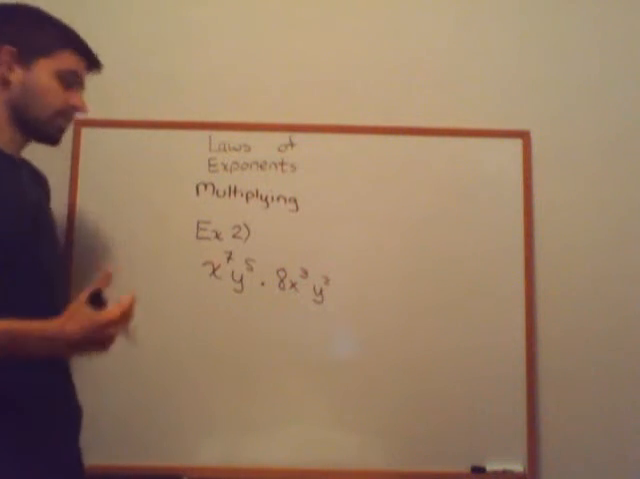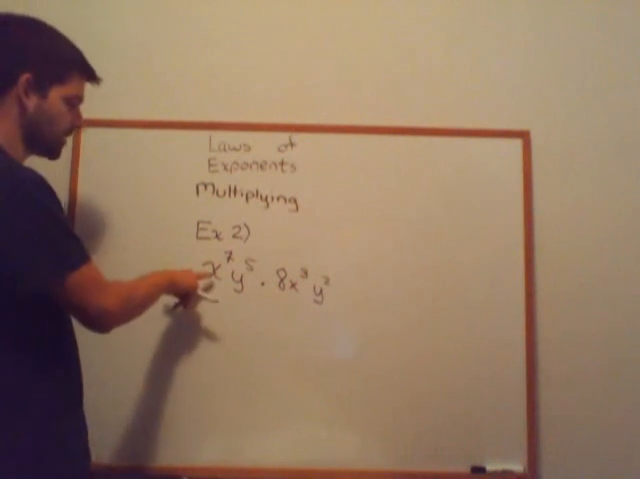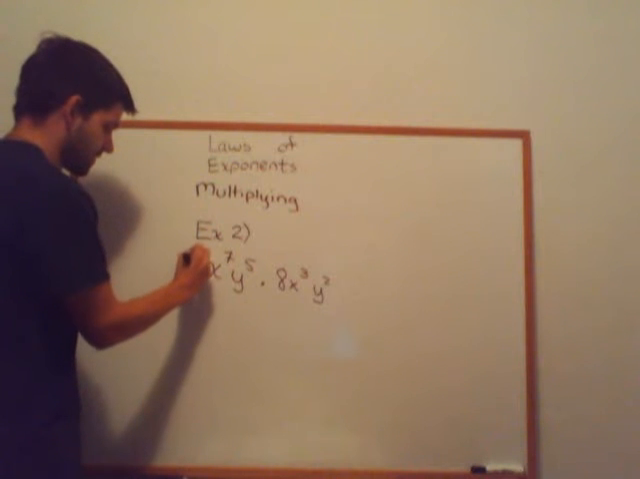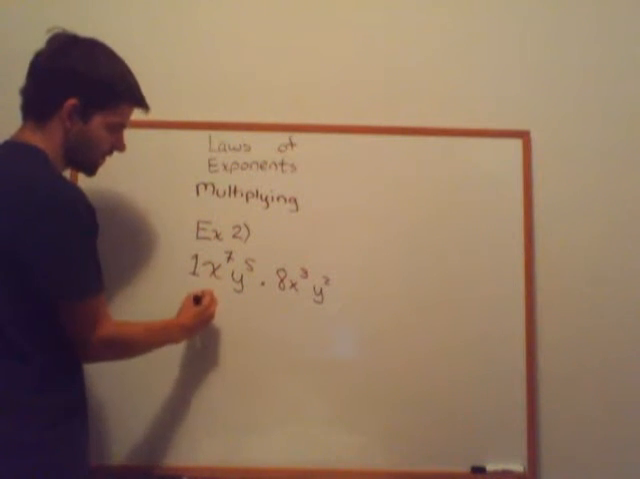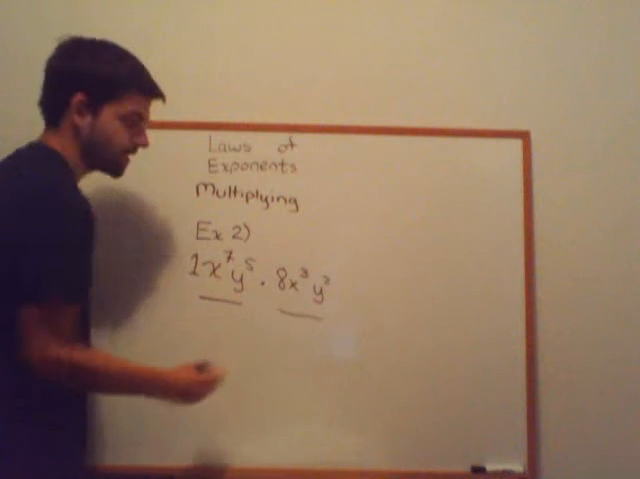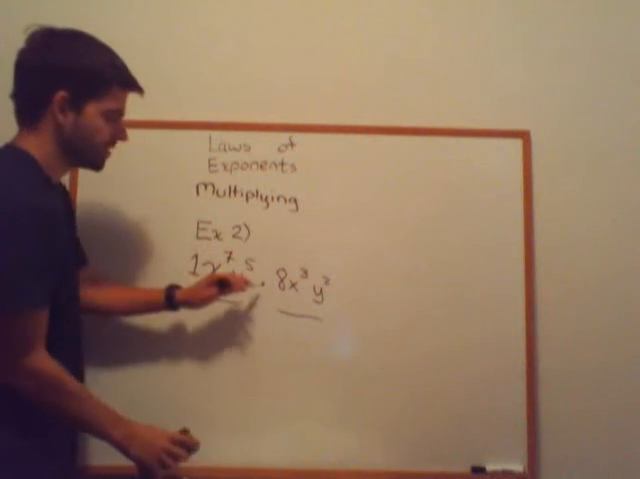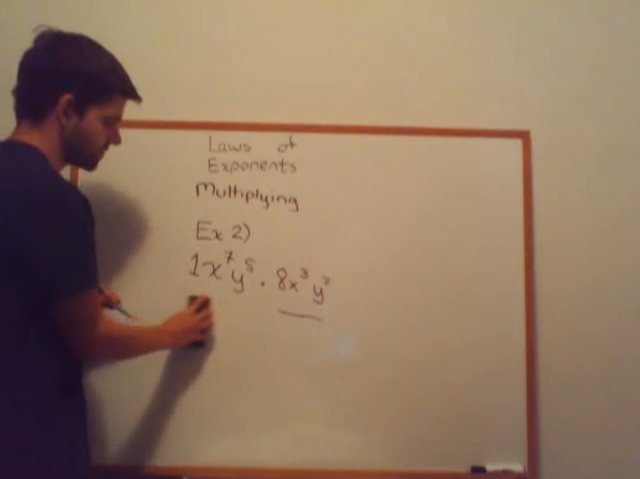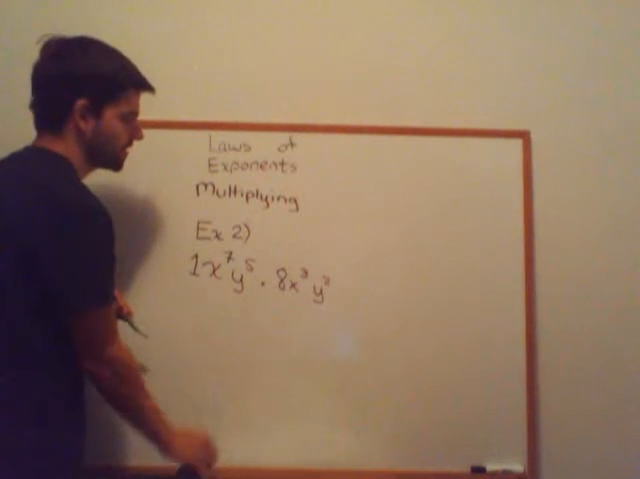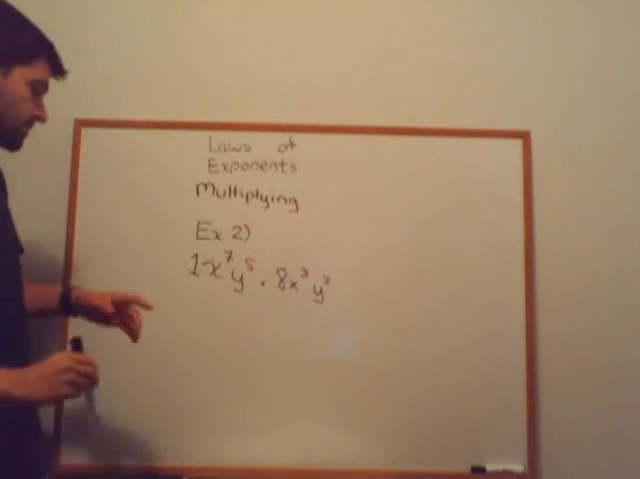Now, again, make things easy for yourself. Go ahead and put a 1 here. Because this here and this, they are individual terms. Even though they're being multiplied, they're still individual terms. So go ahead and put the 1 there and make things easy for yourself.